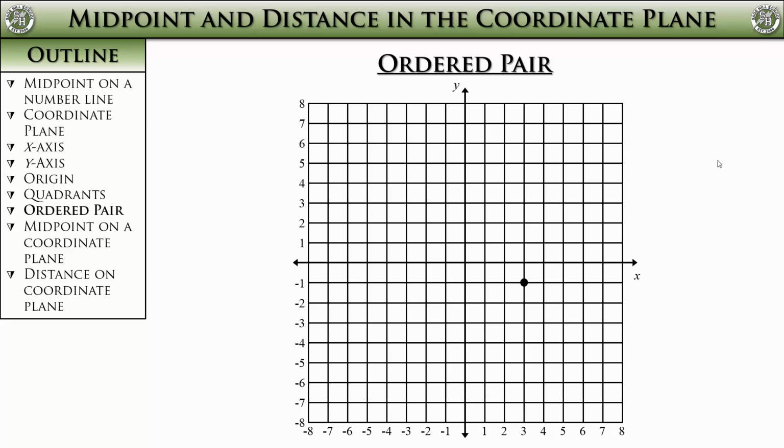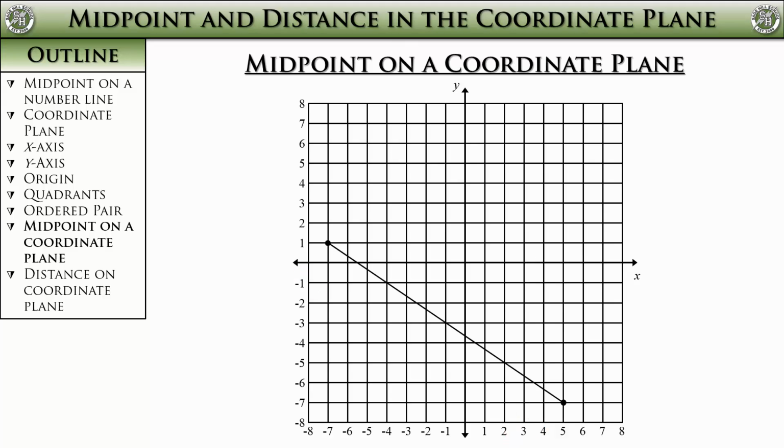Finally, every point on the Cartesian plane can be described with an ordered pair. The ordered part refers to the fact that the x value always comes before the y value. So for this point here, the x value is 3 and the y value is -1. So you could write the ordered pair like this. Now that the coordinate plane refresher is over, let's get to the midpoint. First, we started by showing the basic midpoint formula for a number line, but in a coordinate plane it's a little more involved, but not too bad.